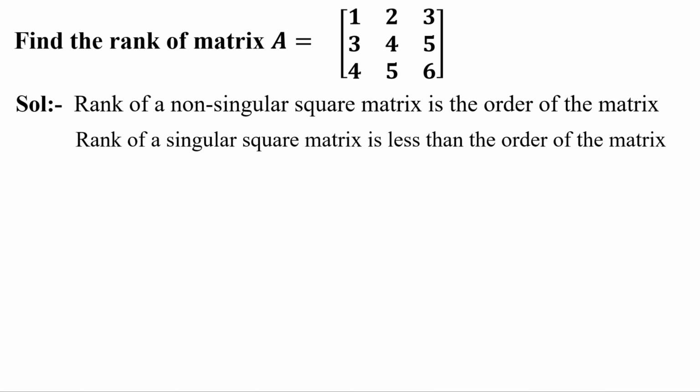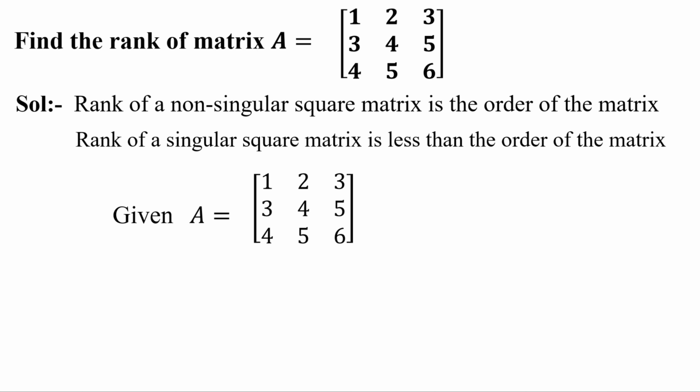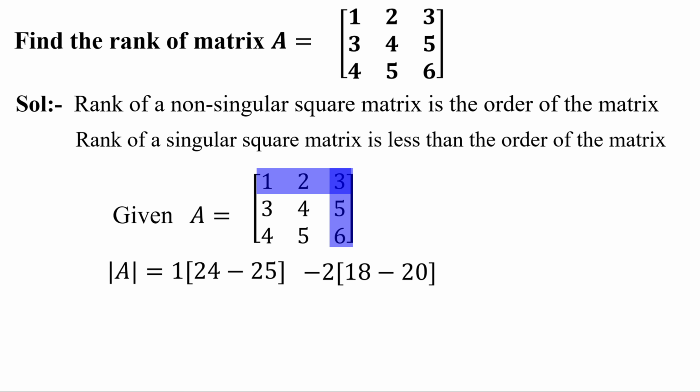We are given matrix A, that is a 3 by 3 square matrix. Let's calculate the determinant of this matrix. For the first element, we'll leave the first row and the first column. So you get 24 minus 25. For the second element, leave the second column and the first row. You get 18 minus 20. For the third element, leave the third column and the first row. You get 15 minus 16.